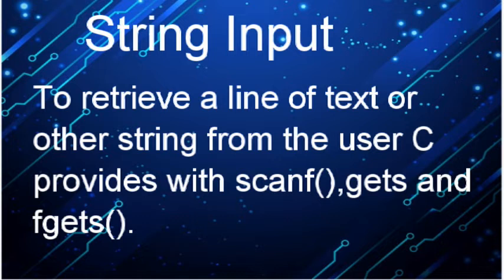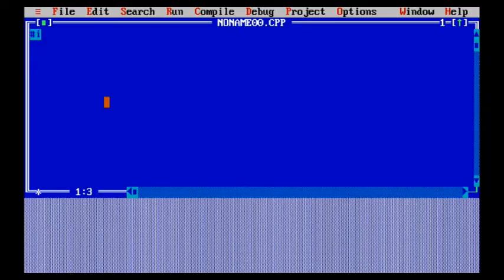So for that we have scanf, gets and fgets. Let's understand how we can retrieve a line or text from the user in different ways, and what makes these ways different from each other. In this example, we are going to use three ways through which we can get the user input.